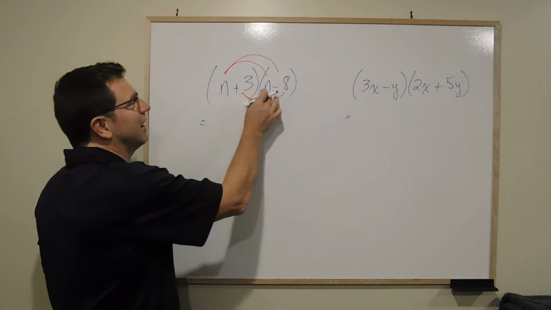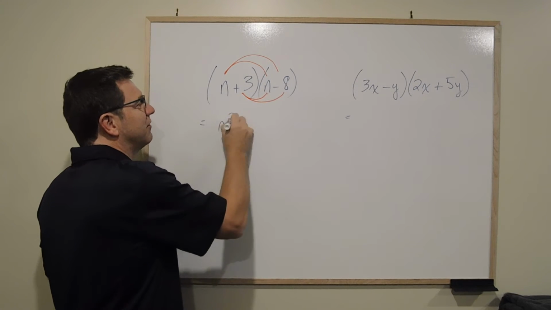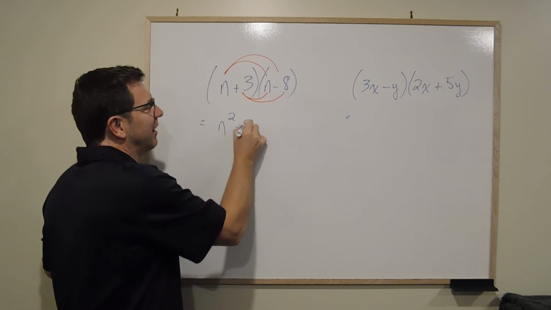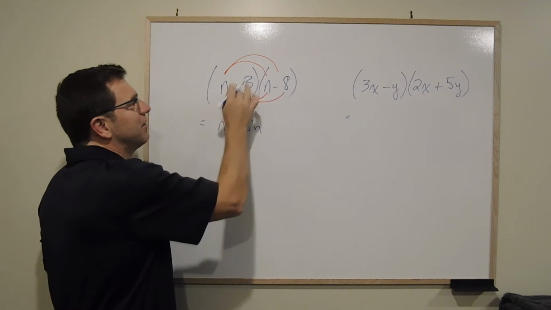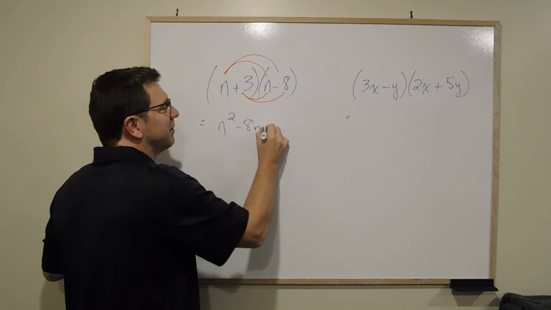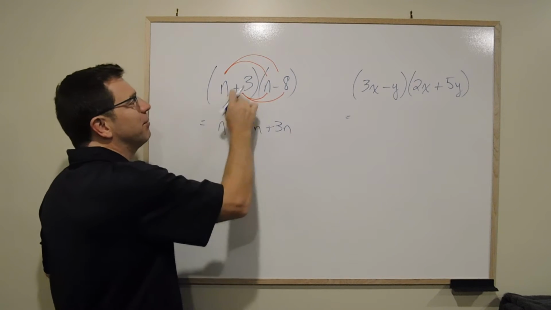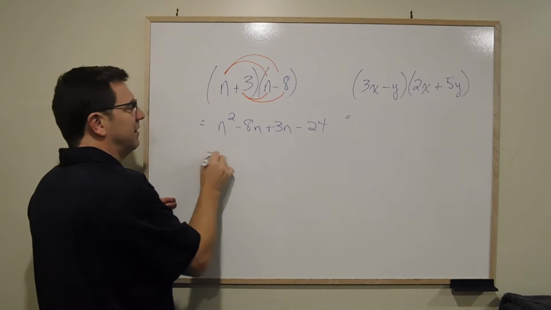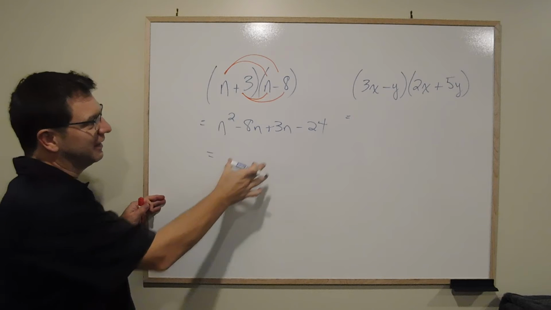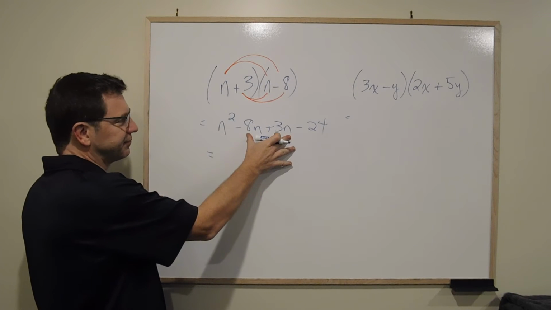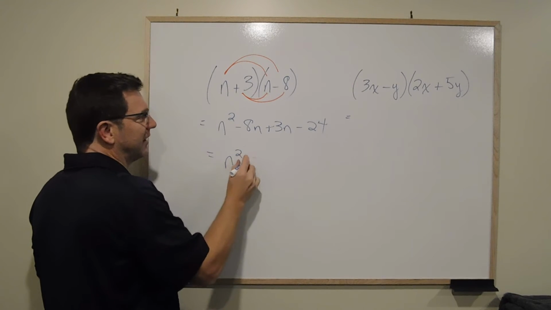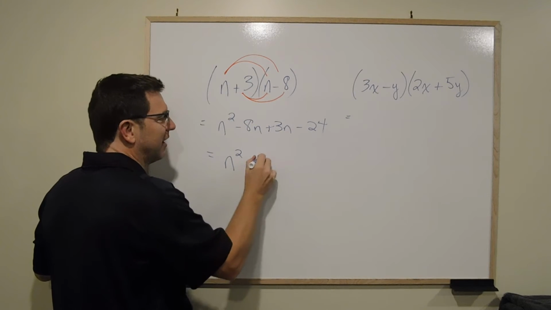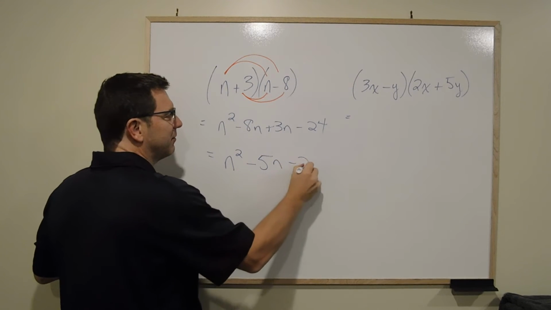It's just n times n, which is n squared. N times -8, which is -8n, plus 3 times n, which is plus 3n, and plus 3 times -8, which is -24. And we can simplify it because we can collect like terms right here. So the n squared stays, minus 8n plus 3n is minus 5n, and minus 24.